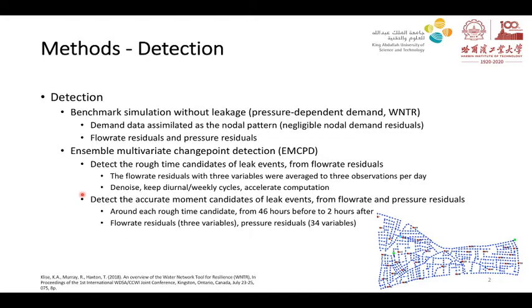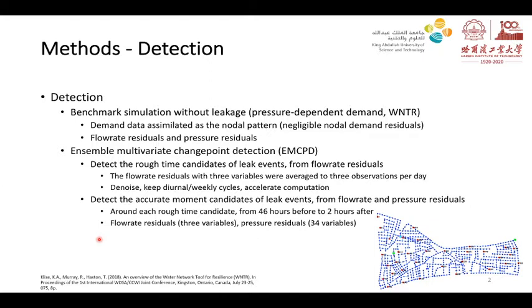In the second sub-step, we employ both flow rate and pressure residues in order to accurately detect occurrence times of leak events. In this part, both the flow rate residues and the pressure residues were incorporated from 46 hours before to 2 hours after each rough time candidate. So after this sub-step, MCPD would have proposed accurate moment candidates of leak events. This two-sub-step arrangement is to accelerate computation and to filter short-term noises.